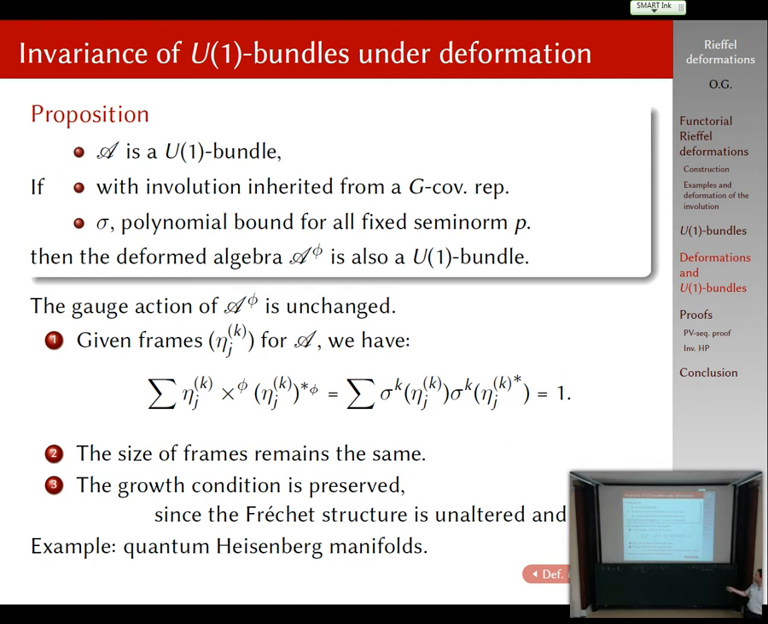So we can have a very concrete example of such a construction in the case of quantum Heisenberg manifolds, where you start from classical Heisenberg manifolds and you deform them to construct quantum Heisenberg manifolds.